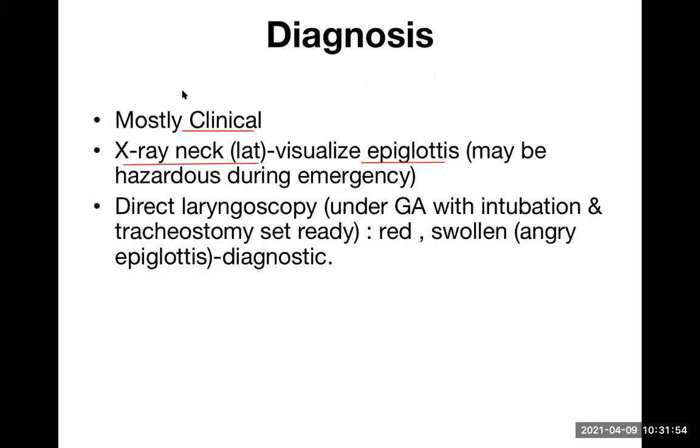Another important point here is direct laryngoscopy should be done under general anesthesia with intubation and tracheostomy set ready. I cannot do direct laryngoscopy just like that without giving anesthesia. I'll make that child very afraid, agitated, and the airway may collapse. So GA is given, okay, a quick type of general anesthesia like succinylcholine, that's the muscle relaxant actually. Along with that, maybe we can give ketamine, then a quick examination is done, and then confirm it. But during that time, make sure the intubation set and tracheostomy set are ready. If they are necessary, you can quickly apply them.